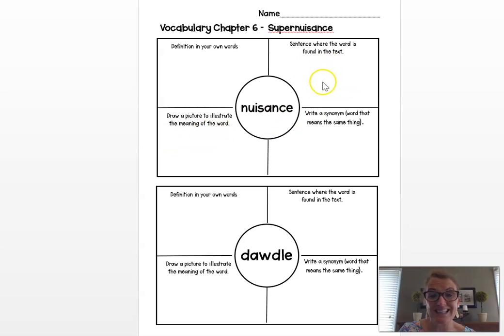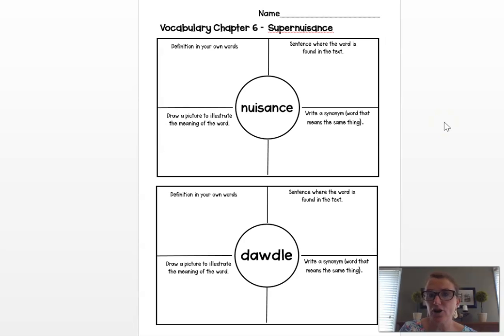You have to find the sentence in the text again and find a word that means the same thing, a synonym. So you're going to do 4 things for each word. I know that's a lot, but your work ethic these days is rocking it. I know you can do it.